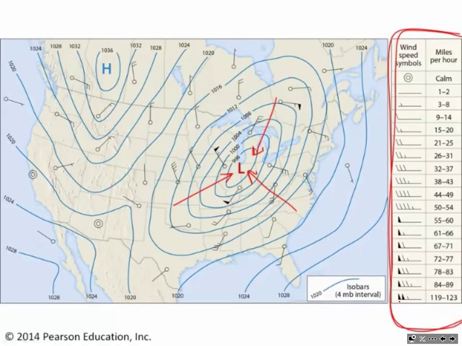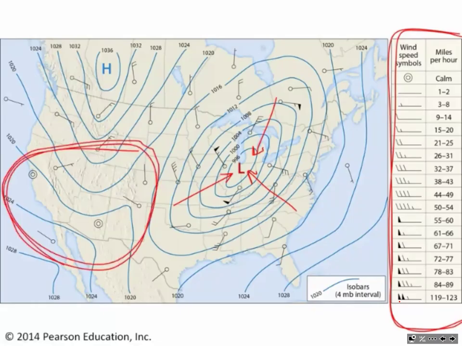Another thing that I would note is over here you can see there are very gentle wind speeds, basically from completely calm to up around 8 miles per hour. But where the isobars are closely packed together, you can see that there are much larger wind speeds in there that are on the order of 50 or 60 miles an hour.